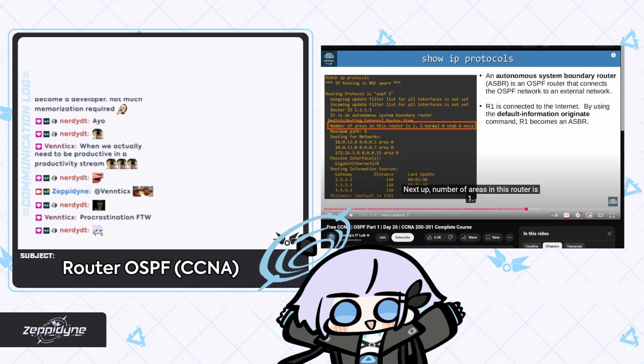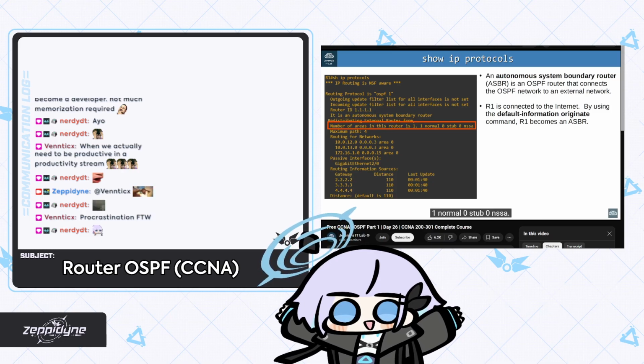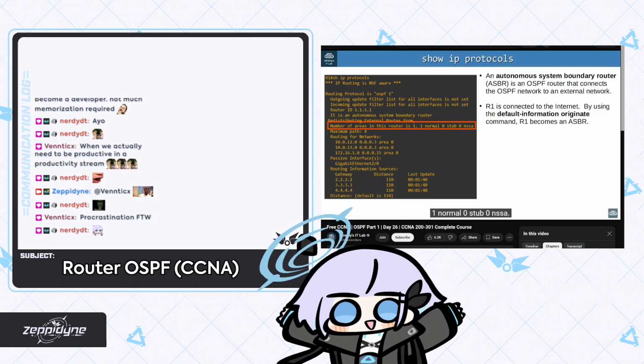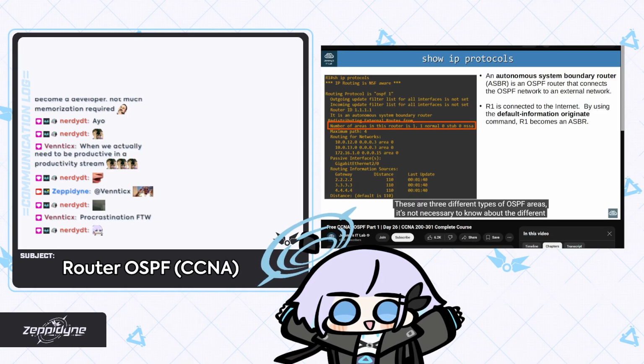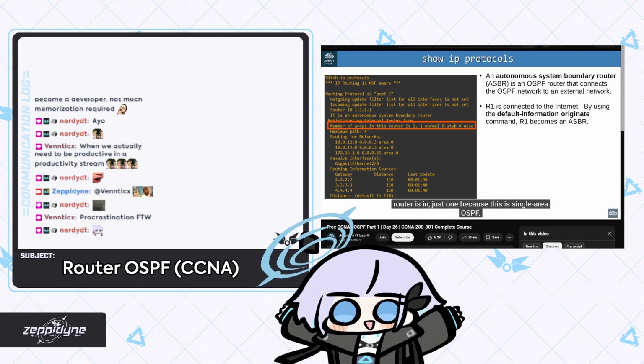Next up, number of areas in this router is 1. 1 normal, 0 stub, 0 NSSA. These are 3 different types of OSPF areas. It's not necessary to know about the different types for the CCNA. Just wanted to point out that you can see the number of areas this router is in. Just one, because this is single area OSPF.